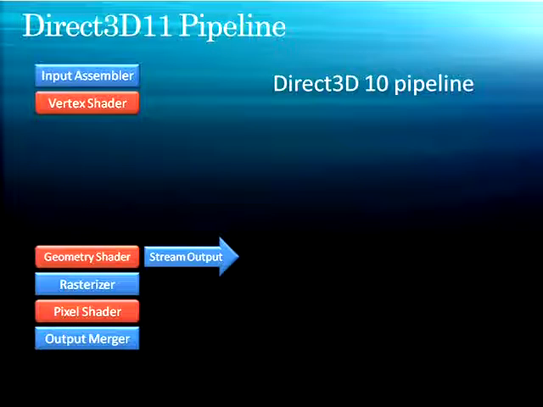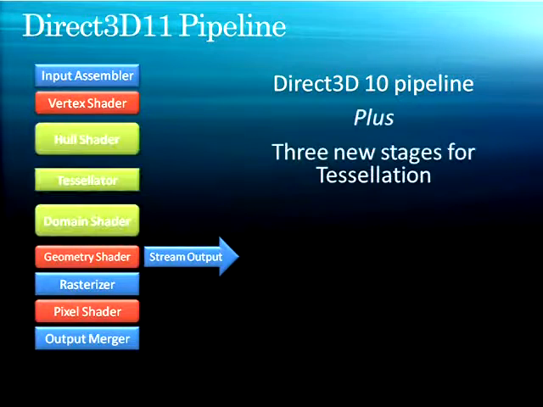to make the decision. So what this means for the pipeline is we basically have the Direct3D pipeline. This is what we had for Direct3D 10. And we're just going to add 3 new stages for tessellation. There's the hull shader and the domain shader, and those are both programmable stages. And those are sort of sandwiching that fixed function tessellator.